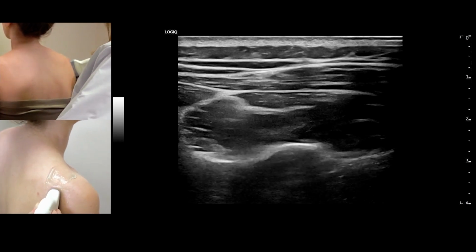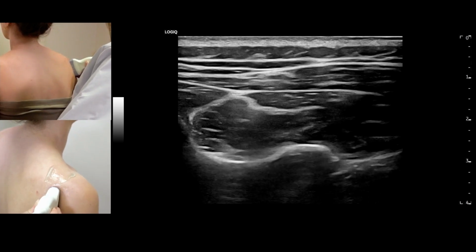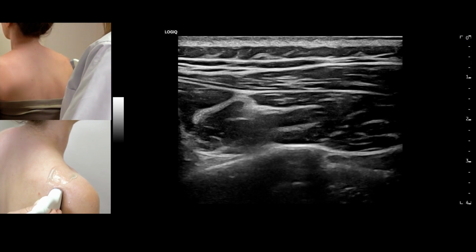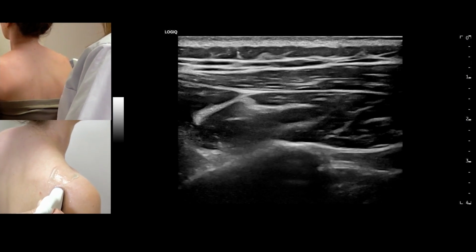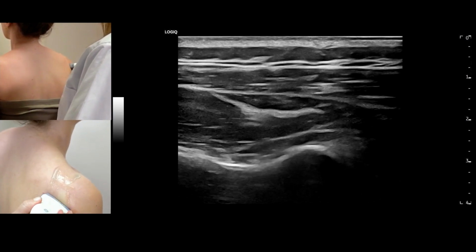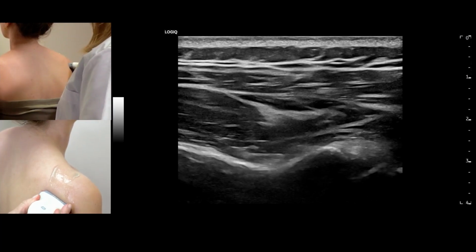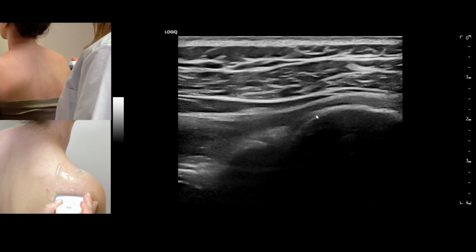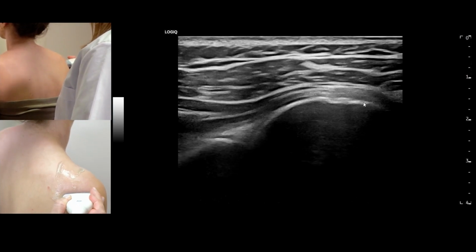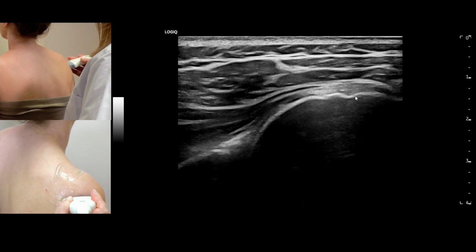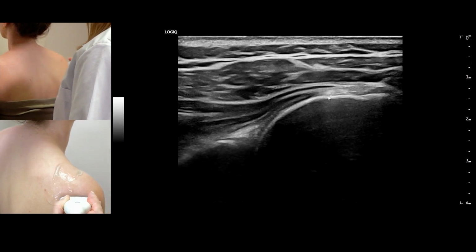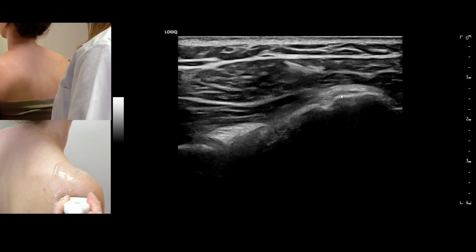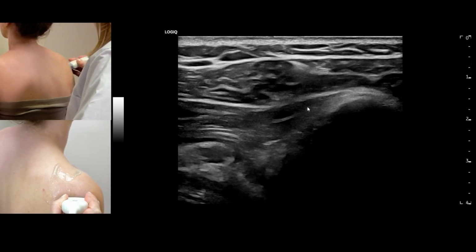The next structure we're going to study in the posterior aspect of the shoulder are the tendons of the infraspinatus and teres minor muscles. Moving from the sagittal plane to a transverse plane, we can appreciate the central aponeurosis of the infraspinatus muscle, which forms the infraspinatus tendon that inserts on the greater tuberosity. If we move a little bit more caudally, then we can find the tendon of the teres minor muscle.